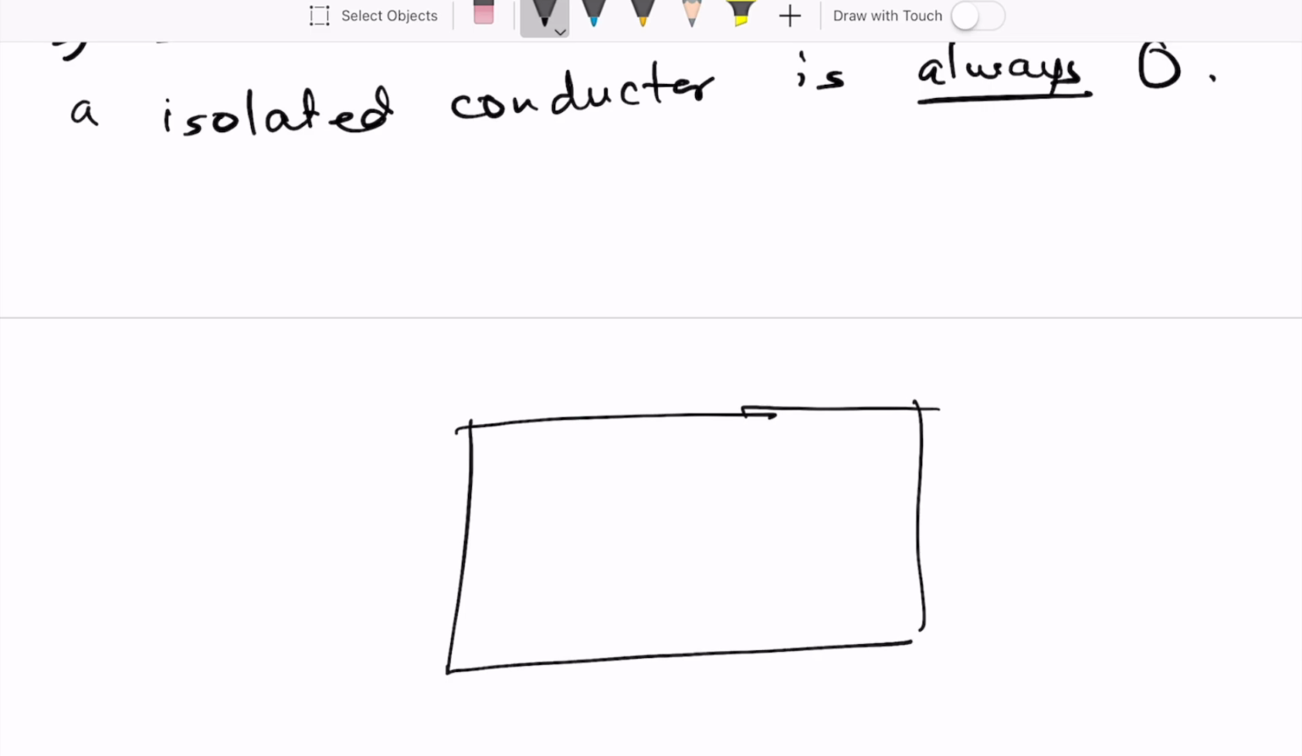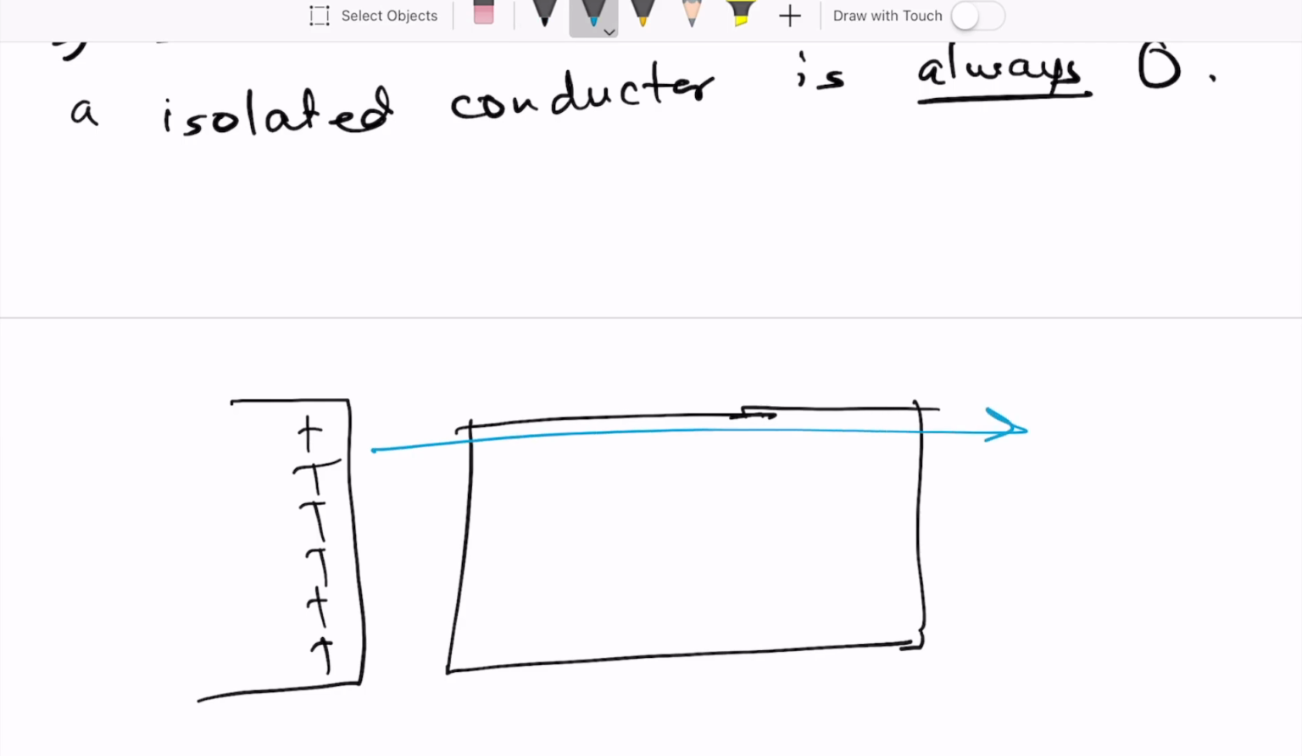Why is that? Now, if you just have an isolated conductor, just sitting by itself, not charged or anything, then there is no electric field in the interior of the conductor. However, suppose you bring a charged object. Let's say that you bring this charged object over here, and that produces an electric field. And I'll draw some arrows to indicate the electric field. So this produces an electric field.